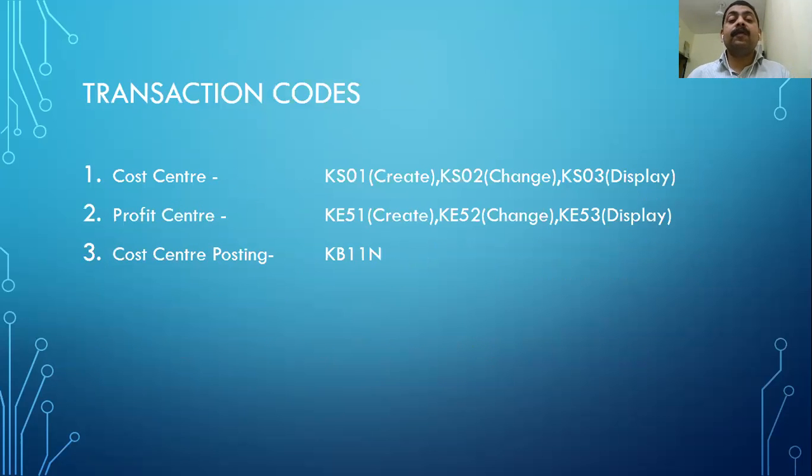There are some transaction codes for creation of cost center and profit center. Same as customer and vendor, K01 is to create, K02 to change, K03 to display a cost center. K51 to create, K52 to change, K53 to display a profit center. And to book cost directly in the CO module, the KB11N transaction needs to be used.